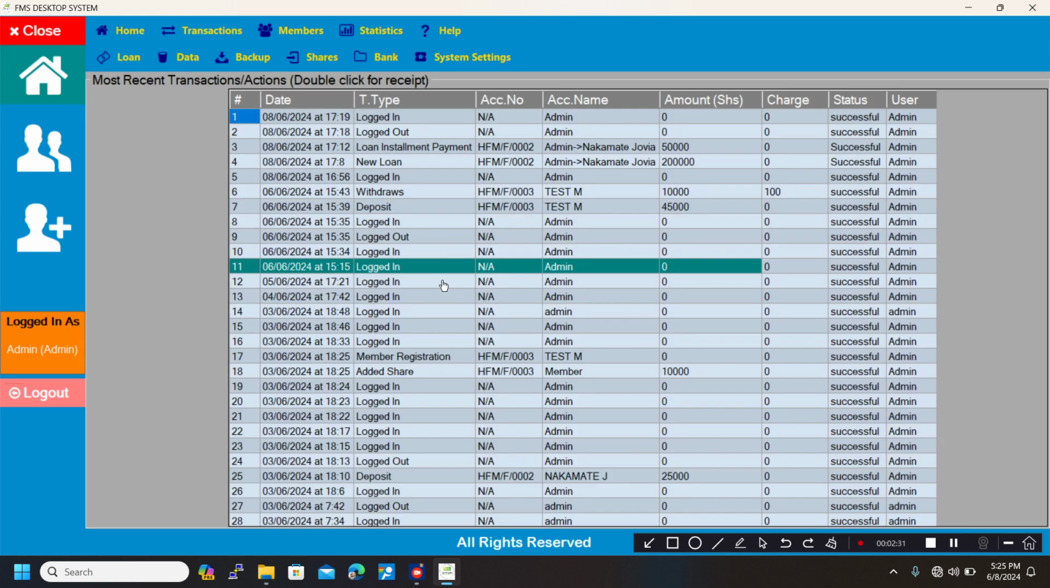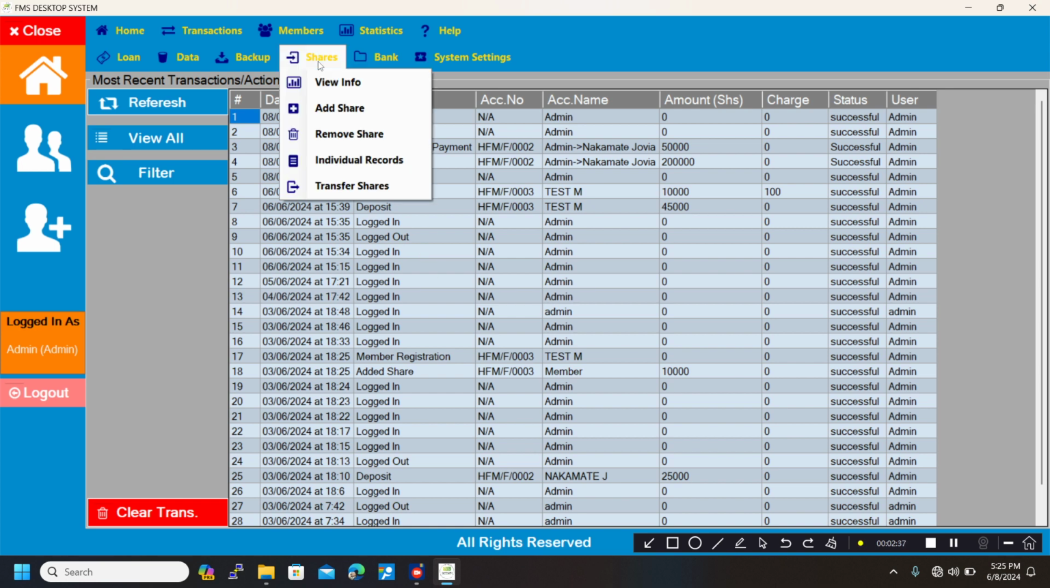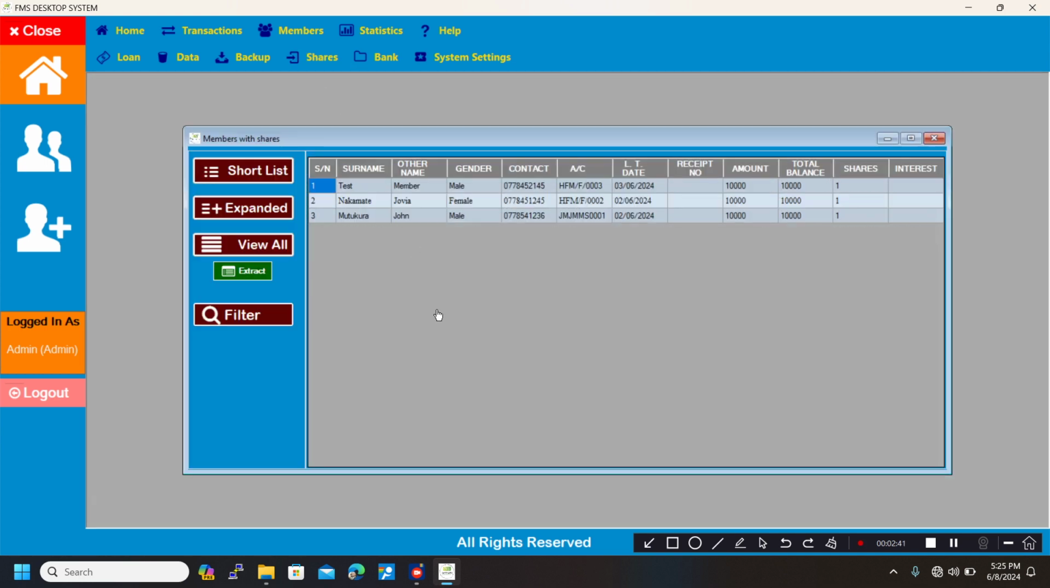Having said that, now let us look at the shares. Shares is a module which is a little bit separate. It counts the number of shares the users have, the number of transfers of shares from one person to another, and so many and so many.